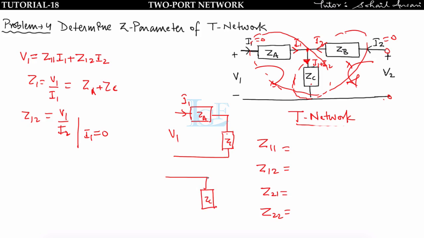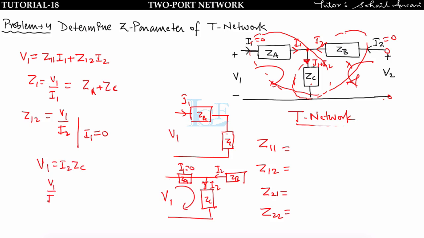I am getting only ZC, and this is ZB. I2 is flowing like this and coming like this. Since the current flowing in ZA, I1 is 0, so overall I2 will flow in the ZC. Now you have to find V1 upon I2. Apply KVL here. Since there is no drop across ZA, V1 is equal to I2 ZC. So V1 upon I2 is equal to ZC, that is equal to Z12.